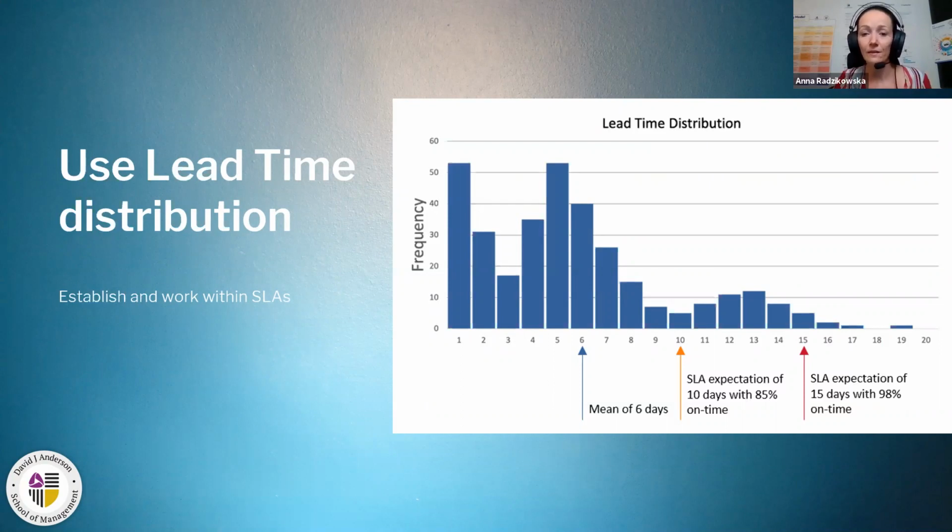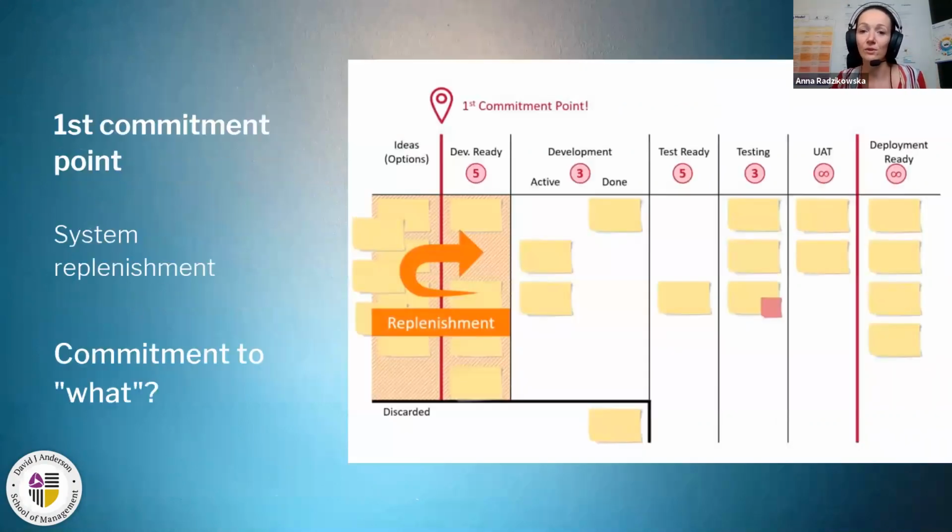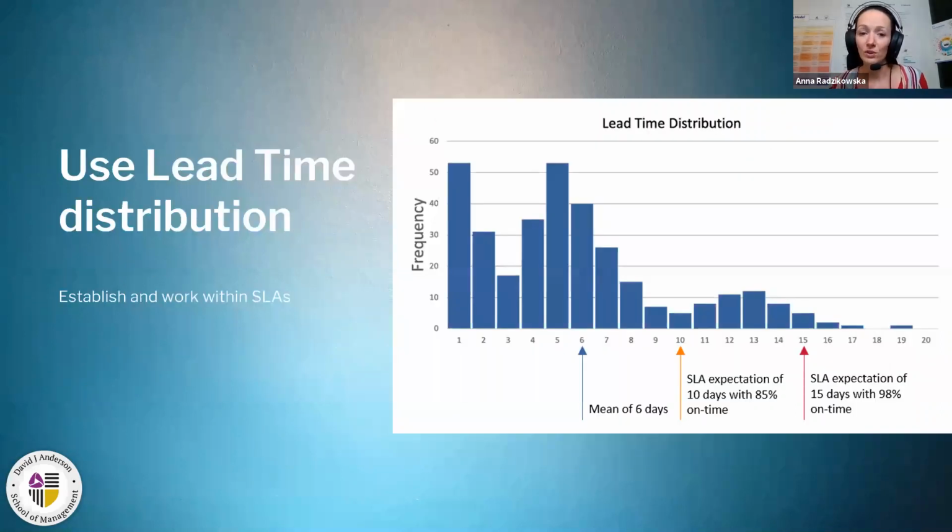But using this example, the lead time starts with the replenishment, it ends with the testing with work in progress limit 3. And what we can read from this lead time is that it has the mean of 6 days and an SLE expectation of 10 days with 85% on time, which means that we say with the certainty of 85%, we'll deliver these items in 10 days or less. 85% is 6 out of 7 cases. So of course, if you are a surgeon and you save people's lives, then 6 out of 7 cases probably is not the best result.